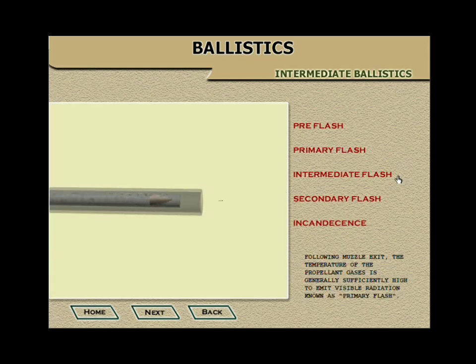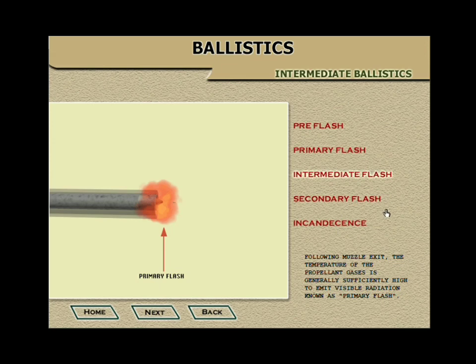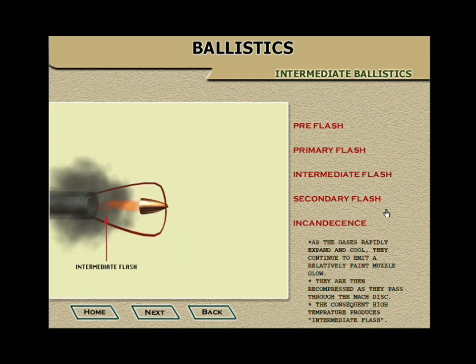Following the muzzle exit, the temperature of the propellant gases is generally sufficiently high to emit visible radiation, called primary flash. As the gases rapidly expand and cool, they continue to emit a relatively faint muzzle glow. They are then recompressed as they pass through the Mach disc, and the consequent high temperature produces intermediate flash.